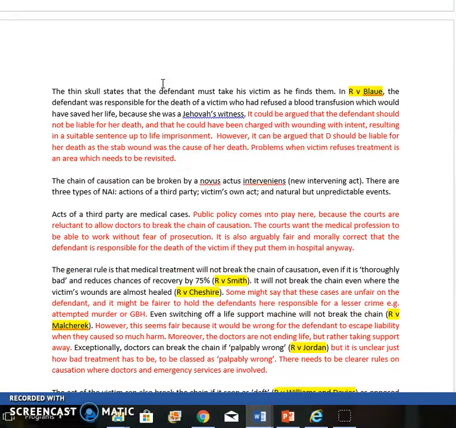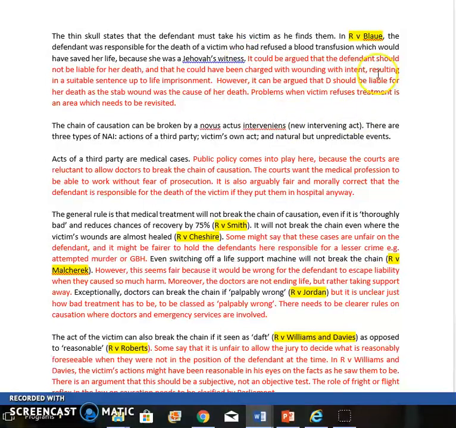Next rule for legal causation is your thin skull rule, where you take your victim as you find them, as in the case of Blaue. Now, in terms of evaluating Blaue, it could be said that the defendant should not be liable for her death because she did choose not to take that blood that she required. And he could have been charged with the lesser crime of wounding with intent, and he still could have got life in prison for that.